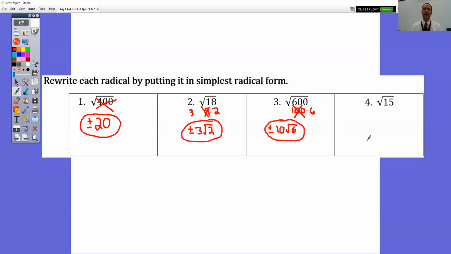15. Well, what times what is 15? Well, 1 and 15, 3 and 5. Neither 3 nor 5 is a perfect square. This one, because nothing goes into it that is a perfect square, can't be simplified. You will have one like this on your quiz and on your review. You just write the words can't be simplified. Questions on any of those 4?